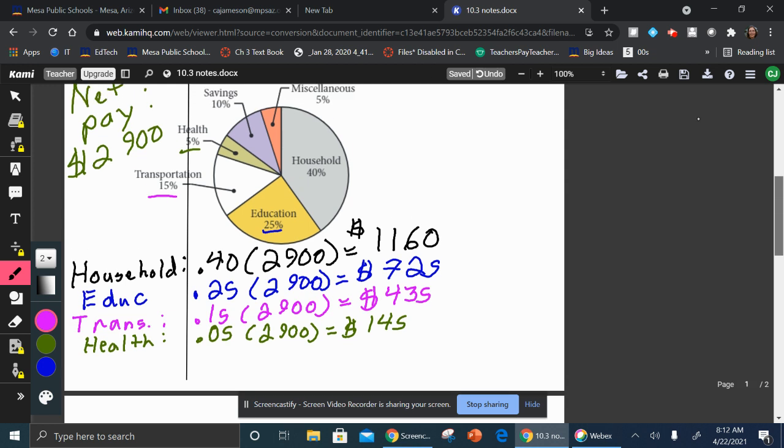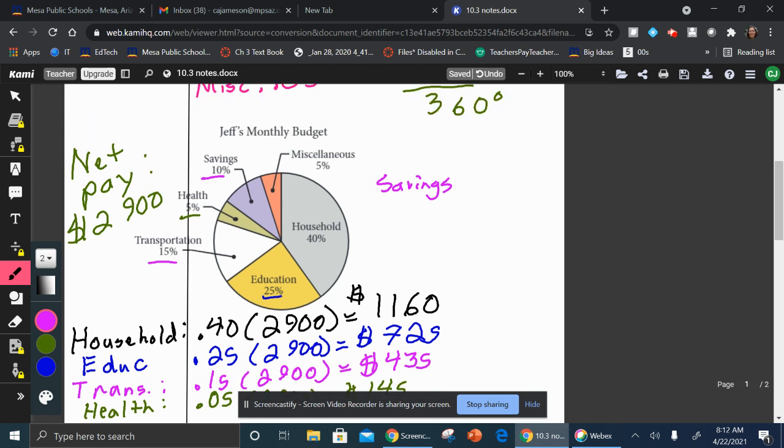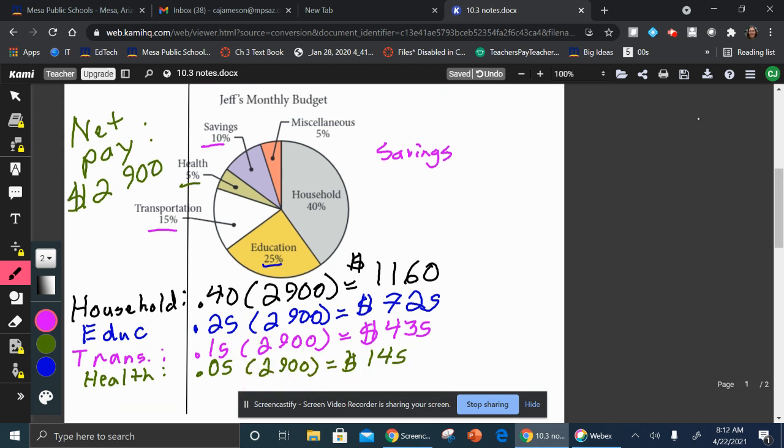Savings. Savings is 10%. I'm going to do it up here, just so you can see it. So we do 10% as a decimal times the 2,900, and we get 290.